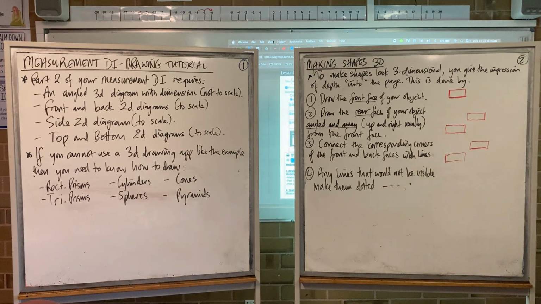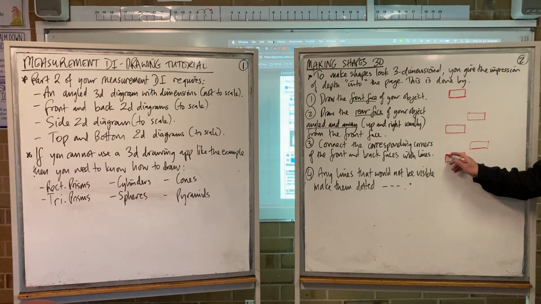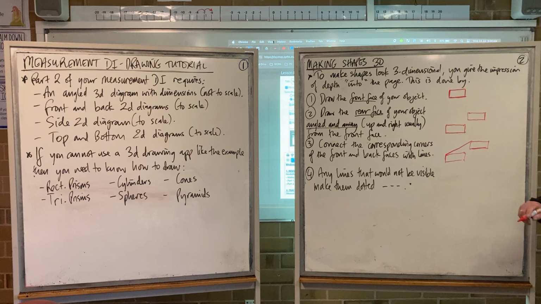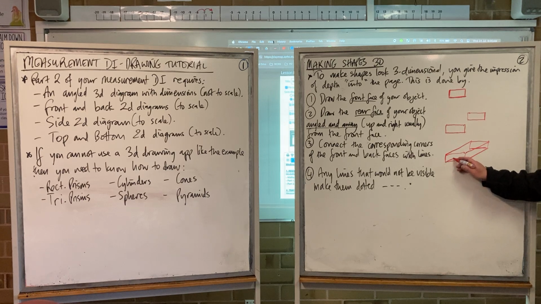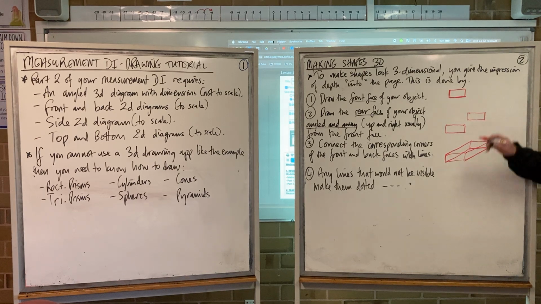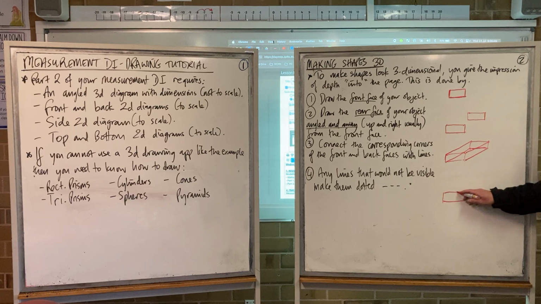Step 3, connect the corresponding corners of the front and back faces with lines. How many corners are there in a rectangle? 4, so I'm going to connect corresponding ones. The top left to the top left. Top right to the top right. Bottom right to the bottom right. Bottom left to the bottom left. So I'm going to quickly redraw that because I'm showing each step one at a time.